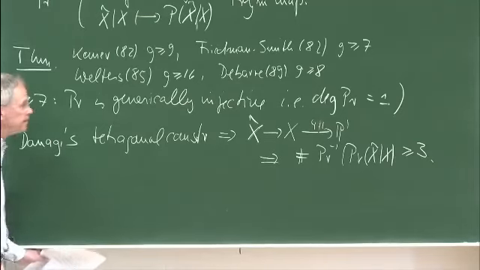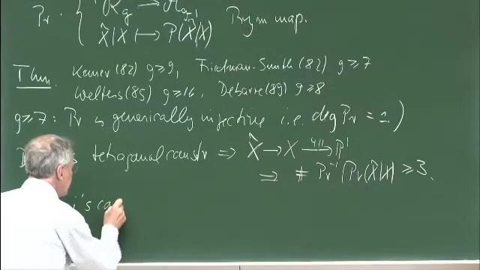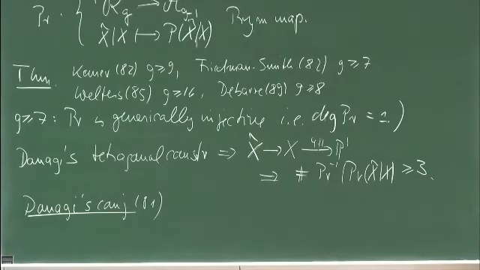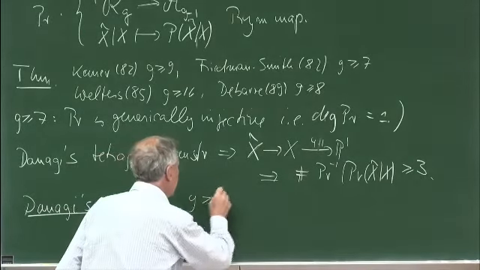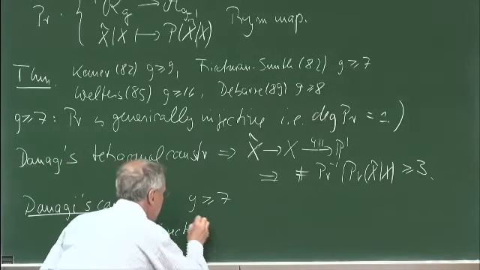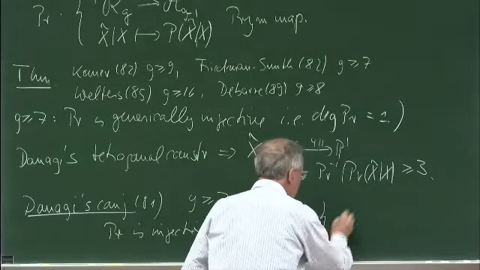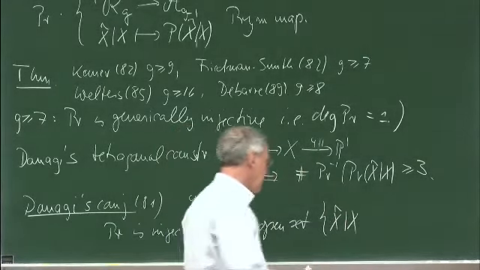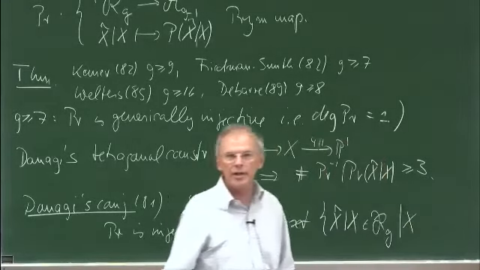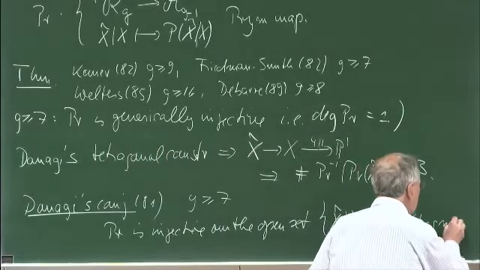And he conjectured, which is called Donagi's conjecture, in this paper, which was actually written in '81, that if g is greater or equal to 7, then the Prym map is injective on the open set of double coverings in R_g where X does not have a g^1_4. X has no g^1_4.